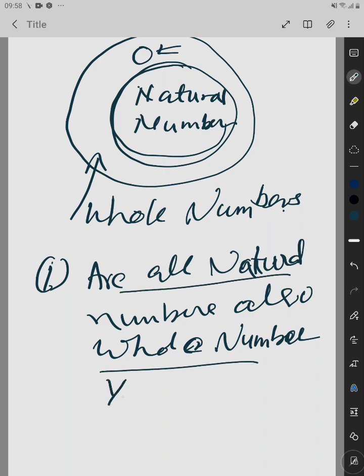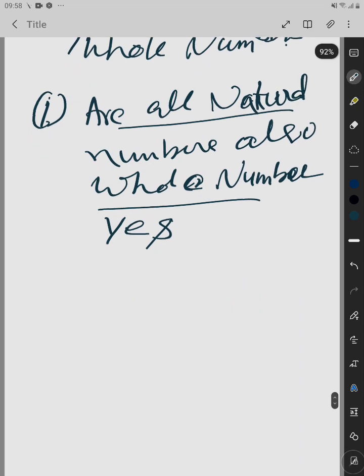So the answer of this question is yes, which means it is true that all natural numbers are whole numbers. Okay, second is the reverse one. What is the reverse one?